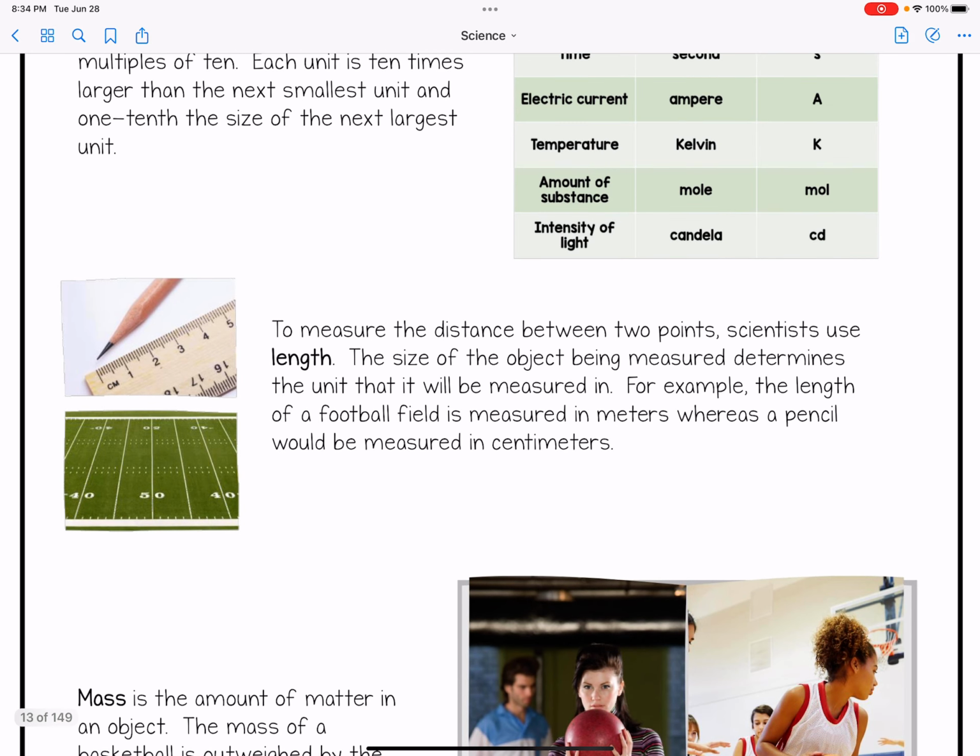To measure the distance between 2 points, scientists use length. The size of the object being measured determines the unit that it will be measured in. For example, the length of a football field is measured in meters, whereas a pencil would be measured in centimeters. Now, in the United States, we talk about inches and yards and feet. We will get into that discussion a little bit later. But for science purposes, you will usually be measuring in the metric system.